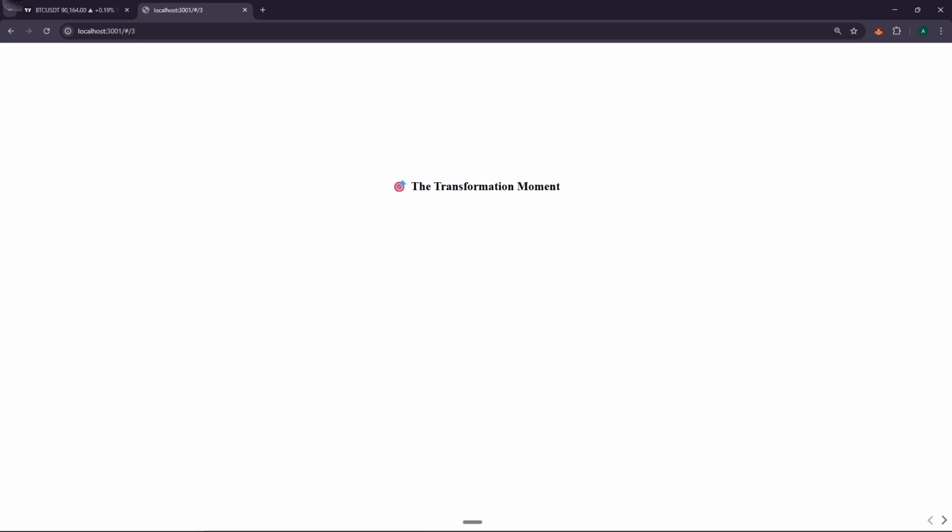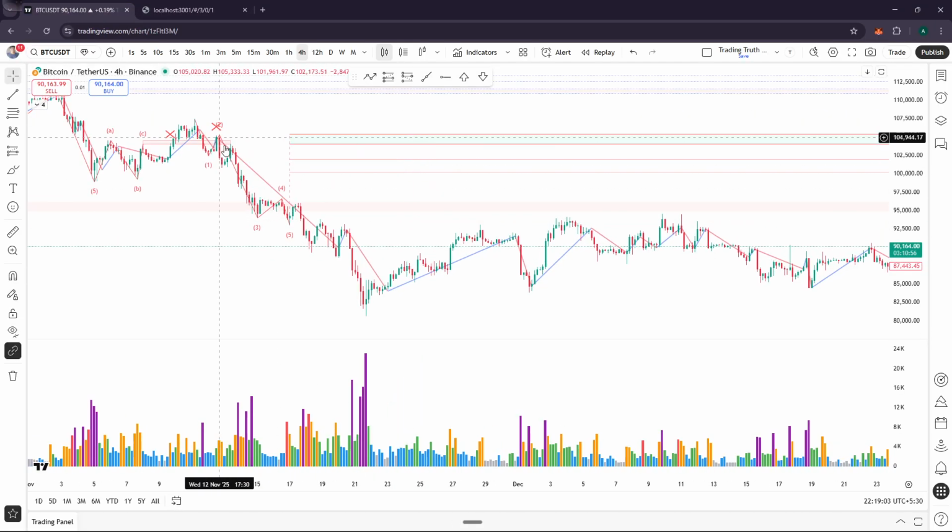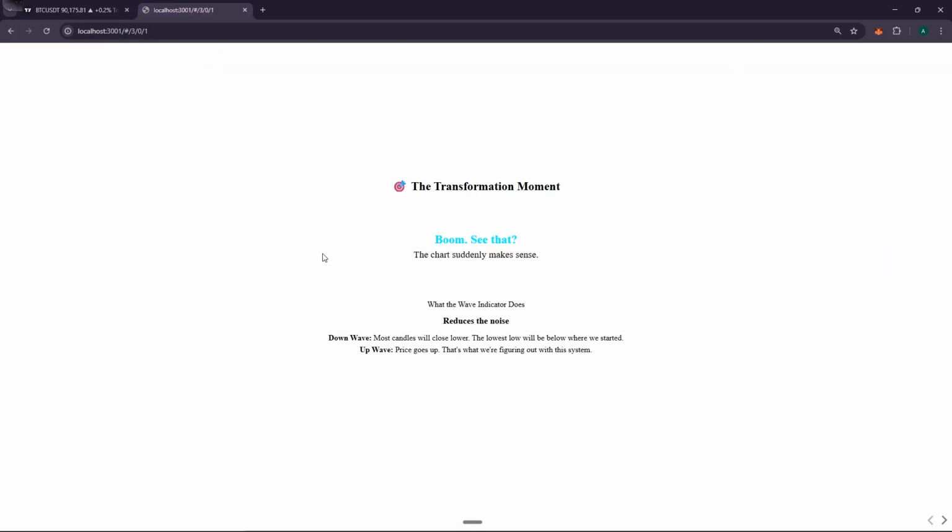So now you see the chart suddenly makes sense. This reduces a lot of noise and it tells you we're now in a down move or an up move. Most of the candles you're going to see during this up wave will close higher, or most of the candles on this down wave will close lower, below this swing low. It's as simple as that. On an up wave, price goes up, and on a down wave, price goes down, and that's what we're figuring out with this wave system.